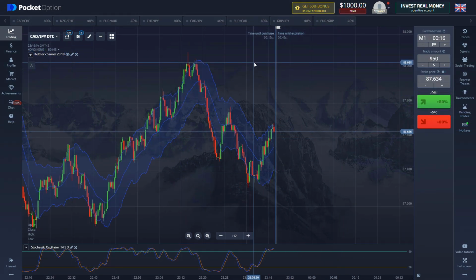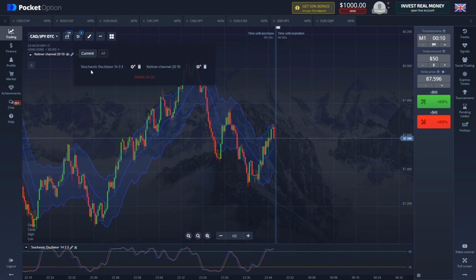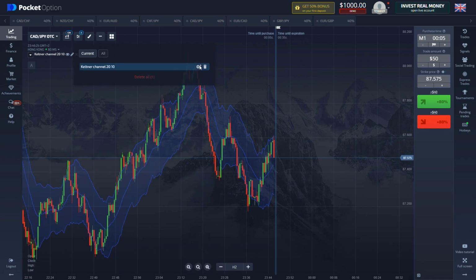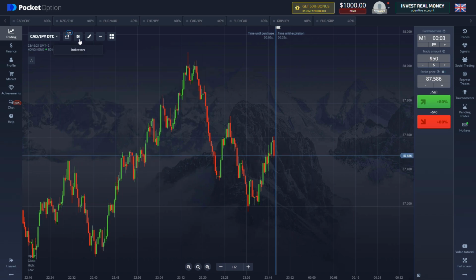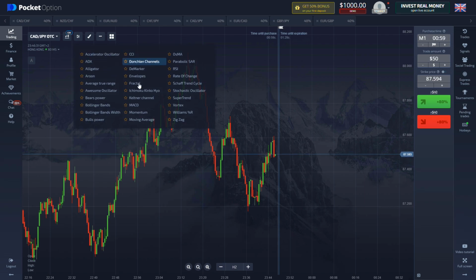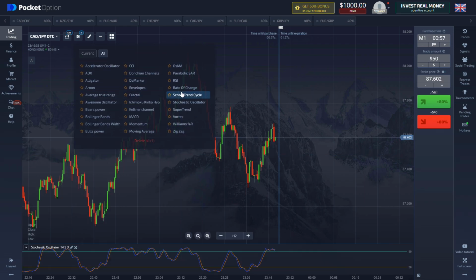So in this strategy I'm using two indicators. Let me show you. I'm using stochastic oscillator and Keltner channels. Let's add it again. Go to the indicators. Then you can add stochastic oscillator. That is the main indicator that we are going to use. We are using it in its default settings, so not to change.